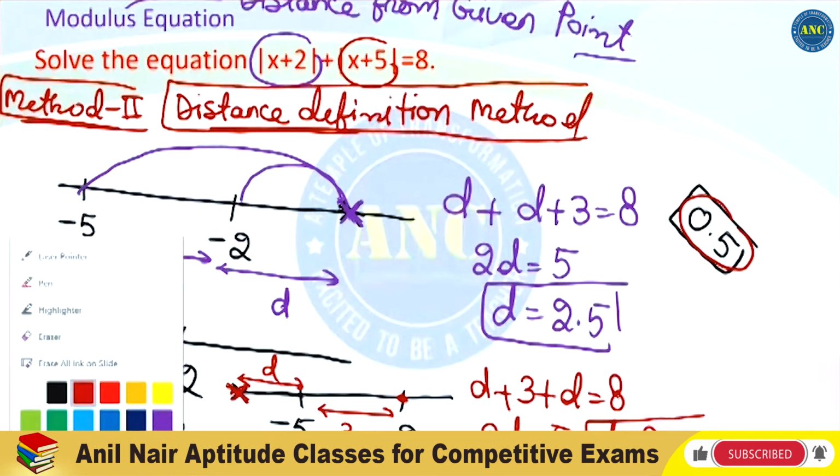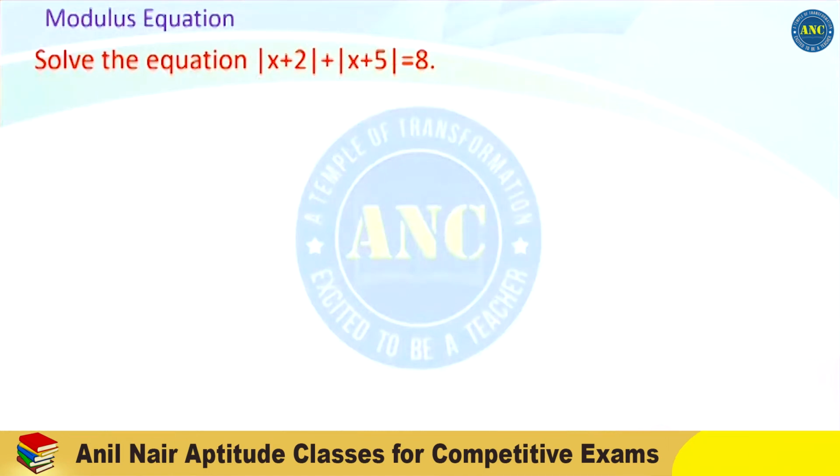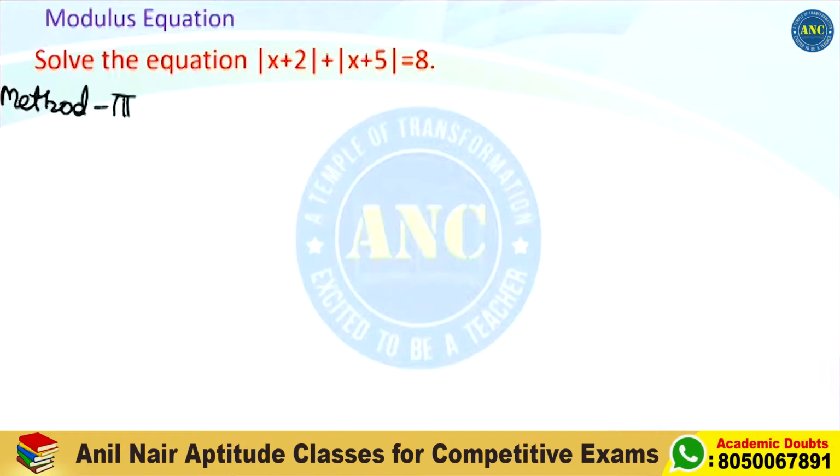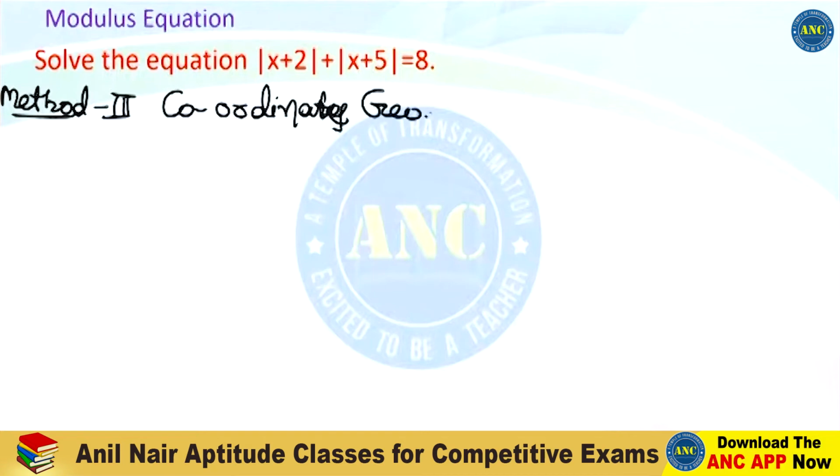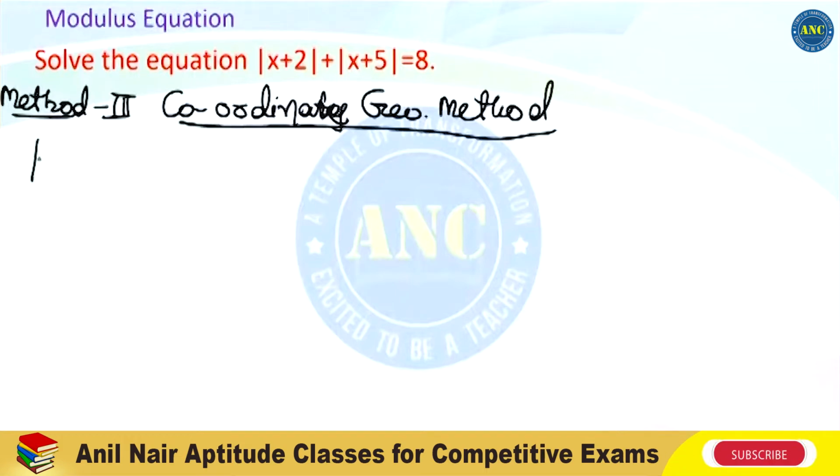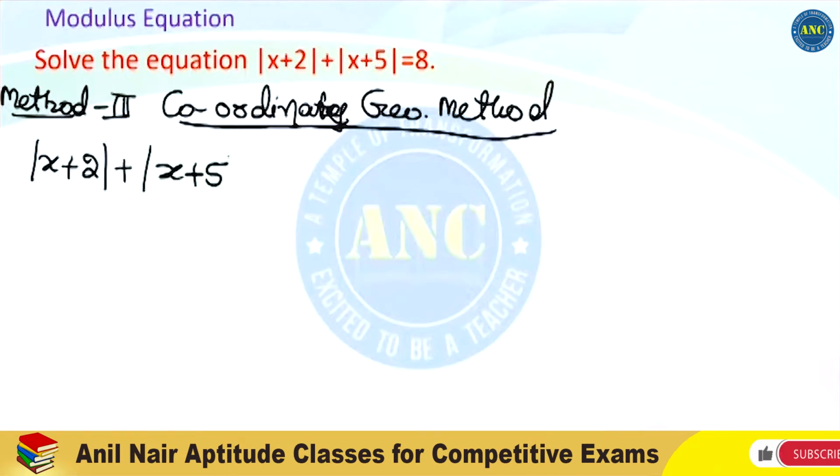Method 3. Coordinate geometry method. Very interesting, sir. You will see the behavior of the graph and you will understand what is happening with respect to x change and y change. Mod of x plus 2 plus mod of x plus 5 equivalent to 8.